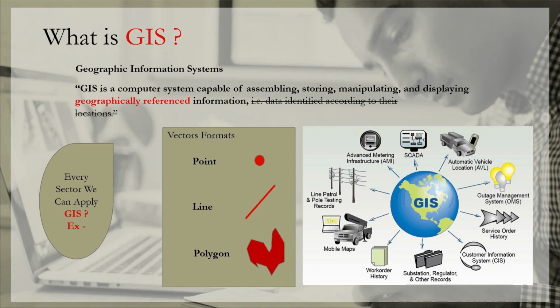What is GIS? GIS stands for Geographic Information System. We all know that, right? Here there is a definition: GIS is a computer system capable of assembling, storing, manipulating, and displaying geographic reference information. So here we are going to deal with data which has geographic information, which is basically latitude and longitude.